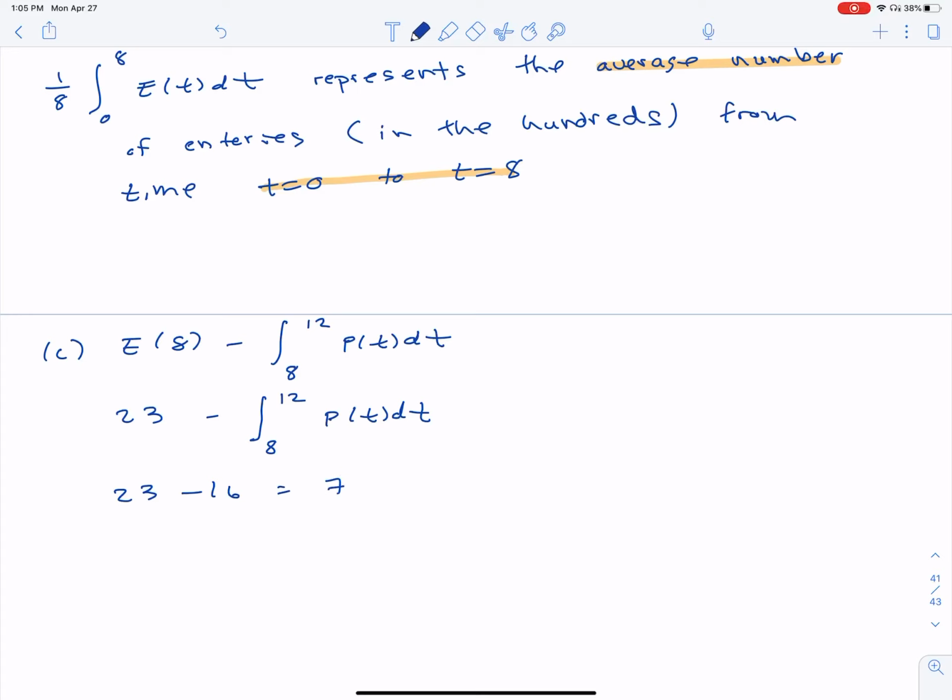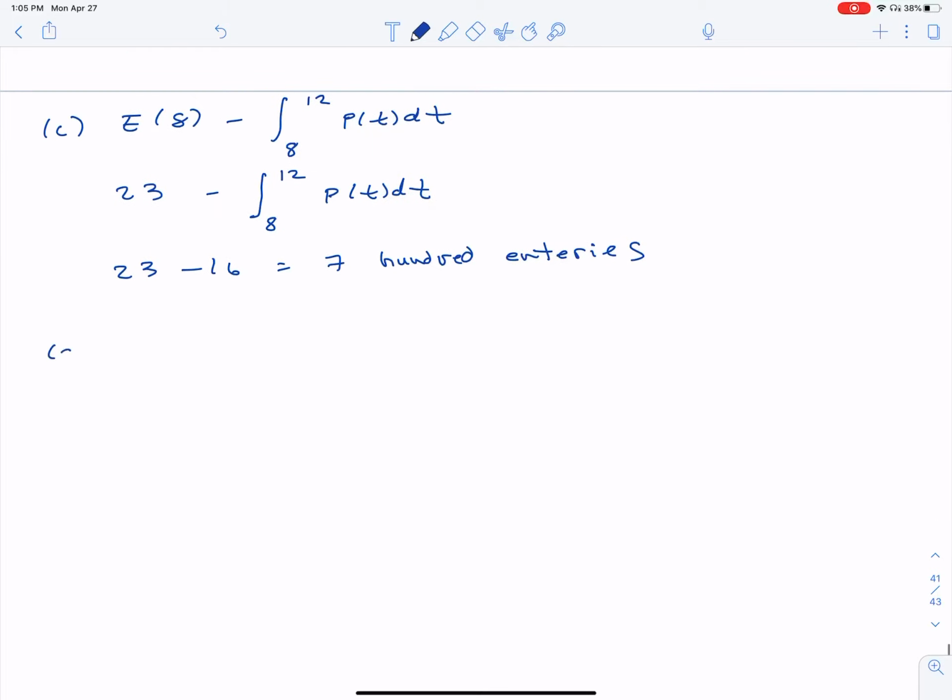So in this case, this is 7 in the hundreds, so 700 entries. I feel like that's not how you spell entries. Anyway, it doesn't matter. So that's the number of entries that have still not yet been processed. Okay, let's move on to letter D.